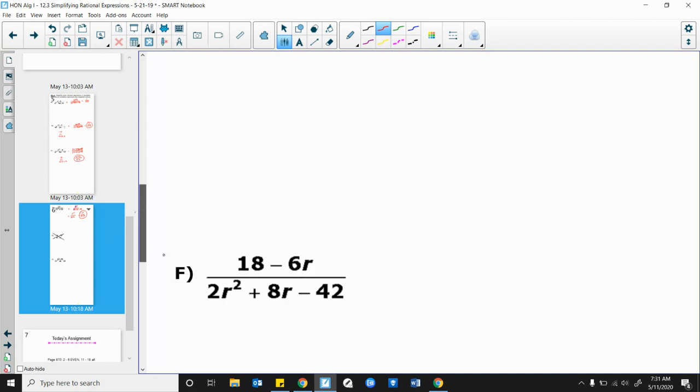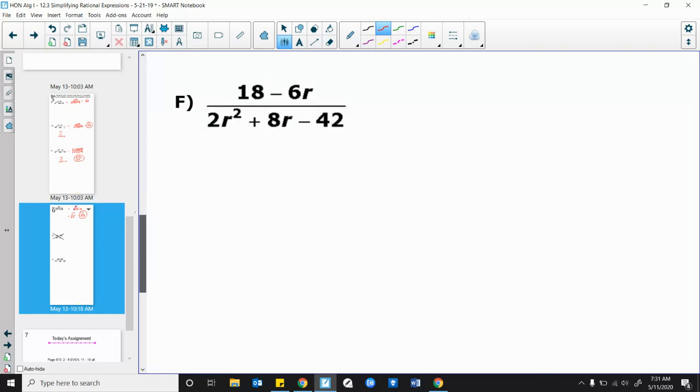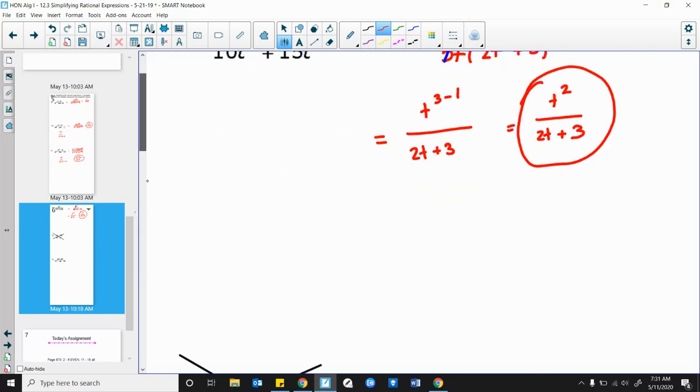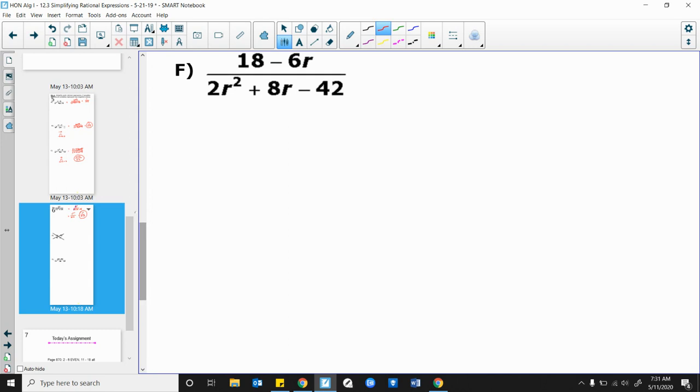Okay, let's look at one more. We're going to skip E. It's hard for no reason. Okay, for F, any situation where you see that the r's are behind the 18 here, you see how the variable's in the back, let's move it up front by rearranging this. So remember, the sign goes with it, so I'm going to have negative 6r and then plus 18.